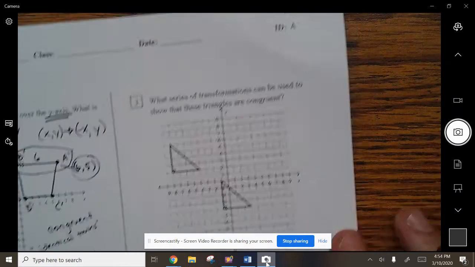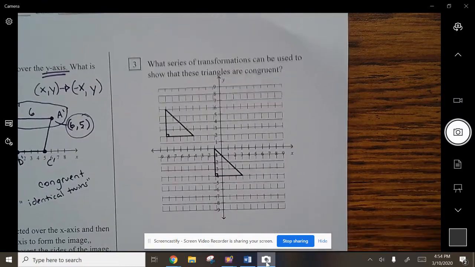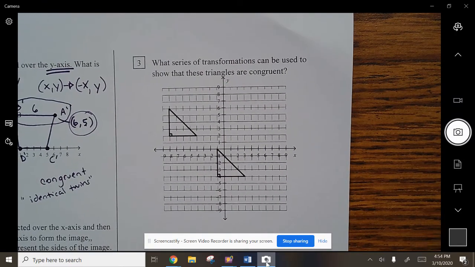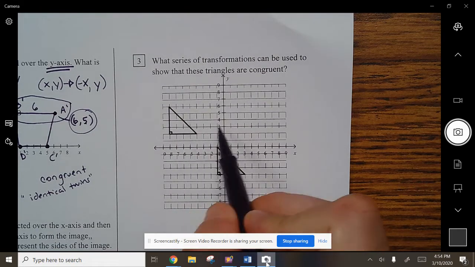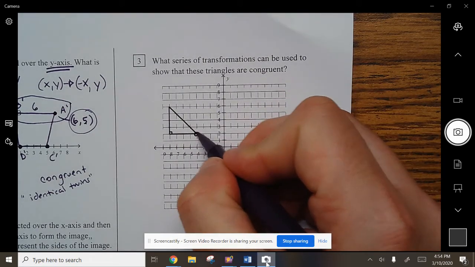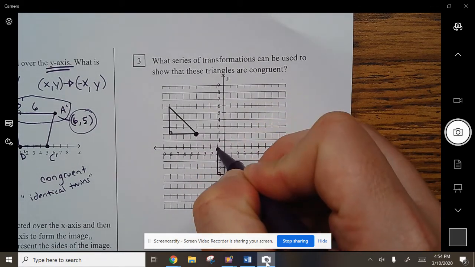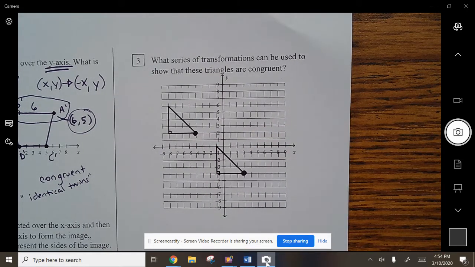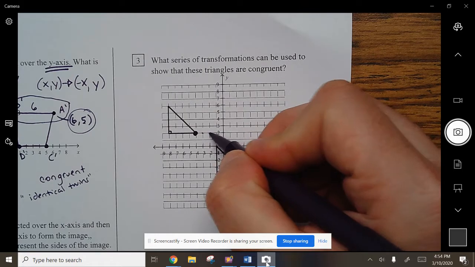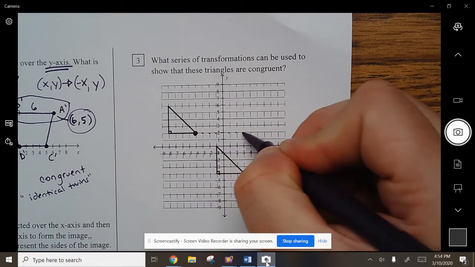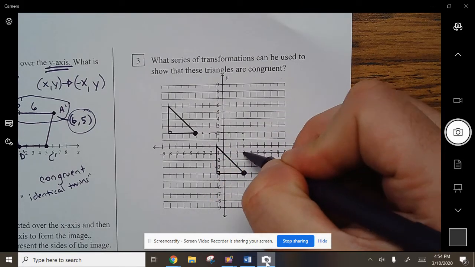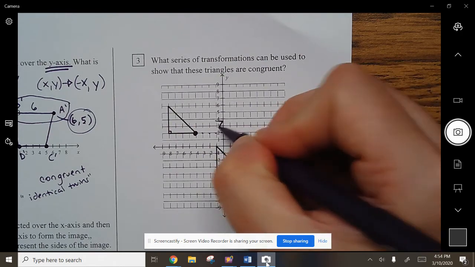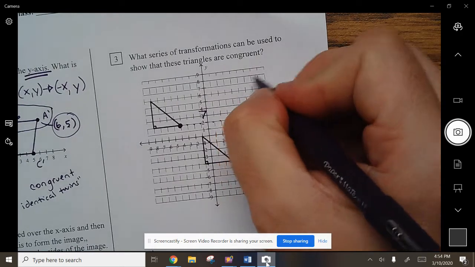All right, guys, number 3. What series of transformations can be used to show that these triangles are congruent? Well, it looks like you're here to here. That's going to be a slide. When you compare these, don't go from here to here. That's not the same point. You got to go from the same points. That's very important. Do not forget that. And count 1, 2, 3, 4, 5, 6, 7. 1, 2, 3, 4, 5, 6. Over 7, 6. So you could say it's a translation.